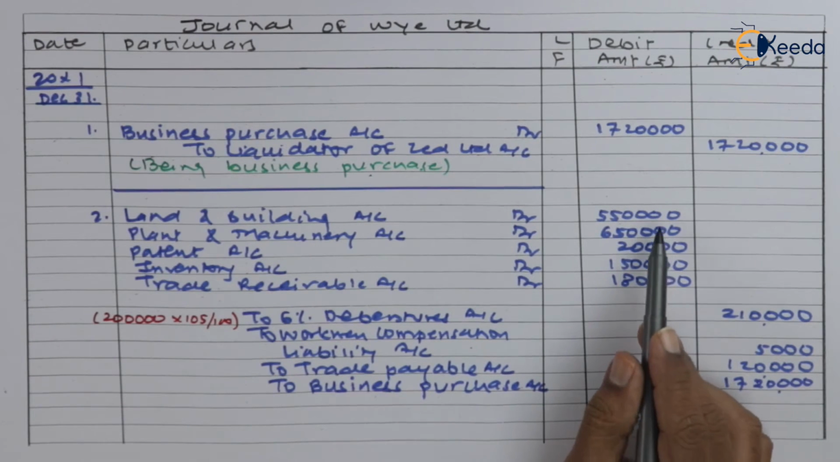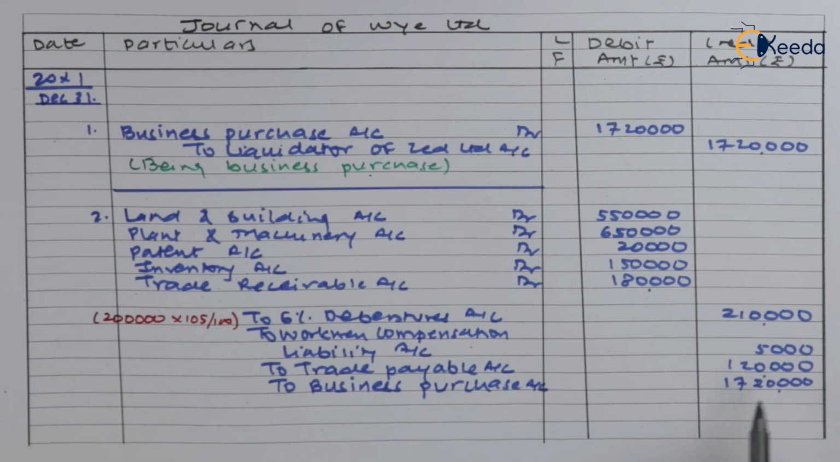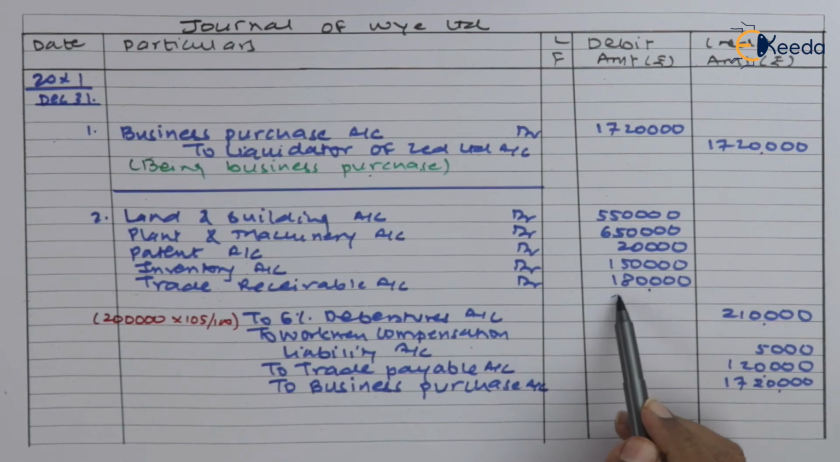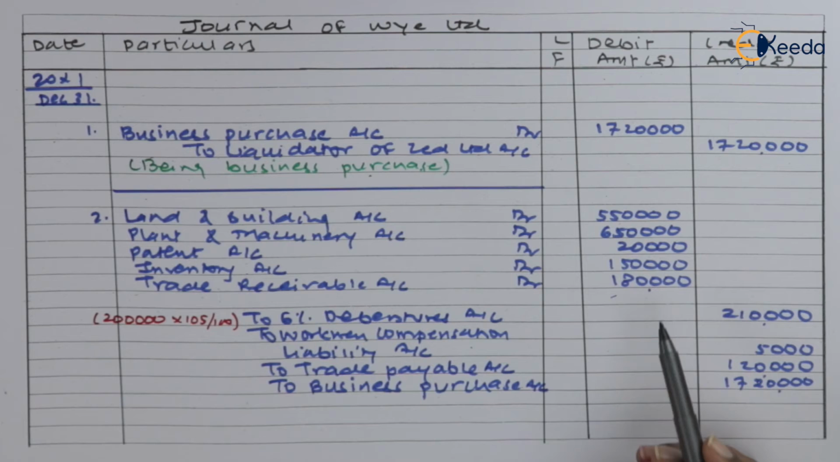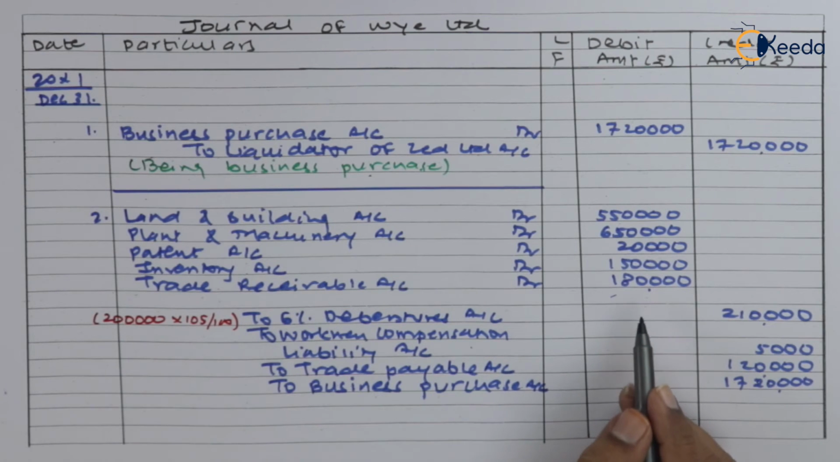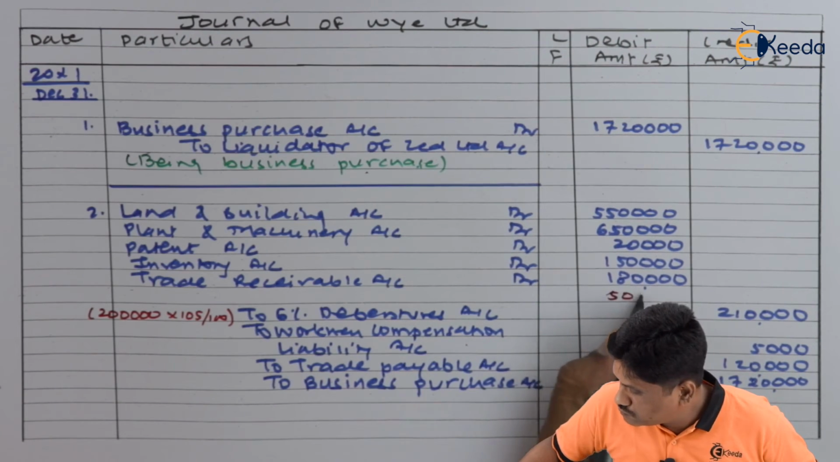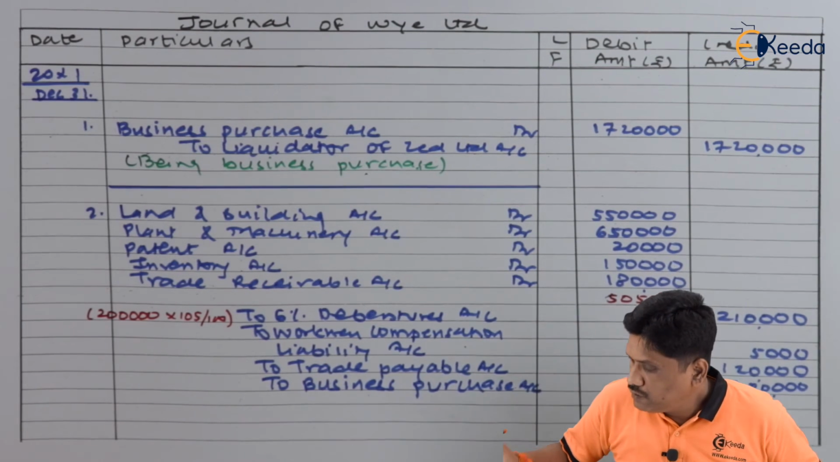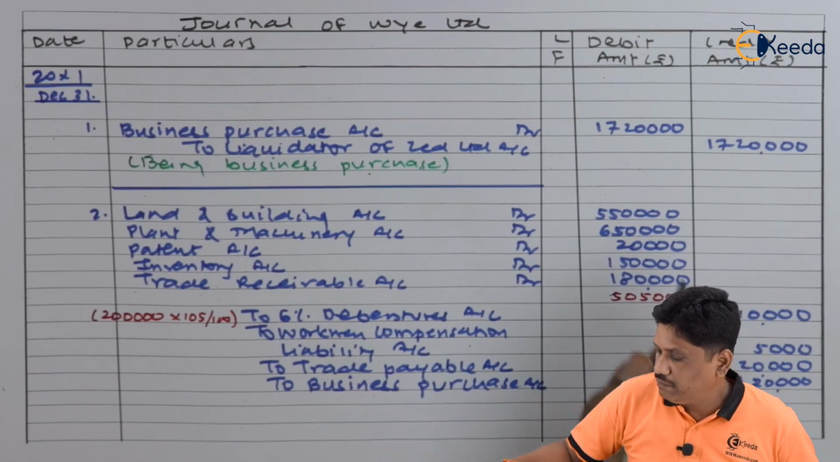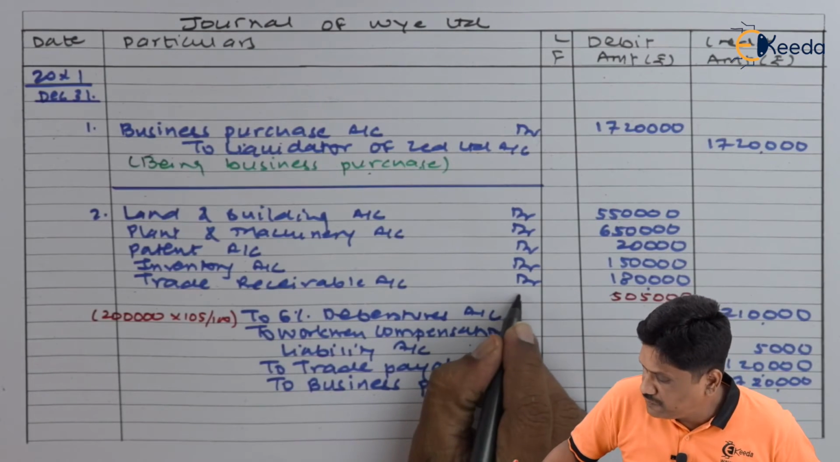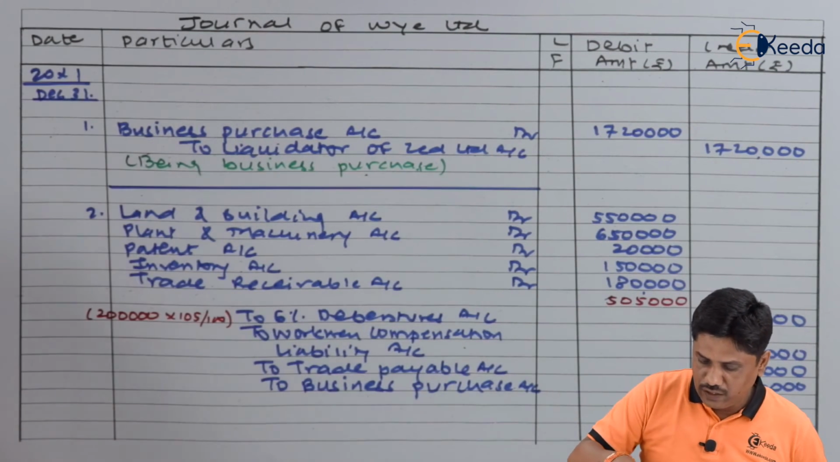Now I will compare the debit side with the credit side and find out what is the amount of goodwill or capital reserve. On the debit side, your total is 15 lakh 50,000. On the credit side, your total is 20 lakh 55,000. So there is a difference on the debit side of rupees 5 lakh 5,000. This difference is there on the debit side. By comparing these two sides, this difference I will debit to goodwill account.